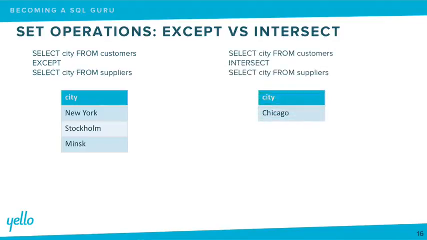I can do the reverse of this and say, oh, I want to get an intersect, so something that exists in both of my result sets. And in this case, we get Chicago, because Chicago rocks.